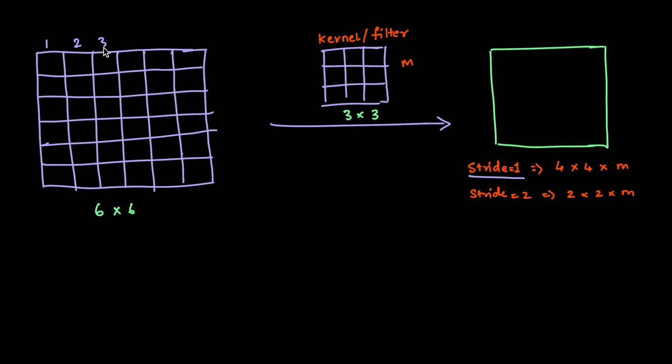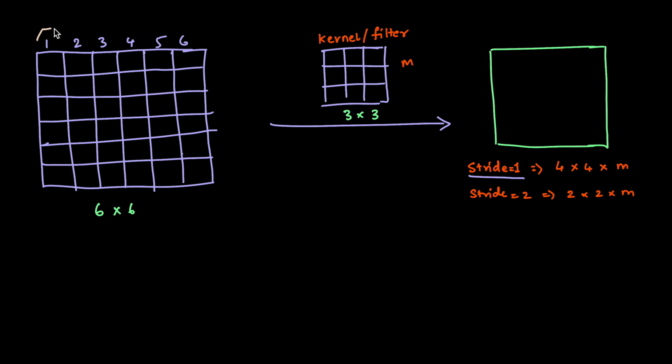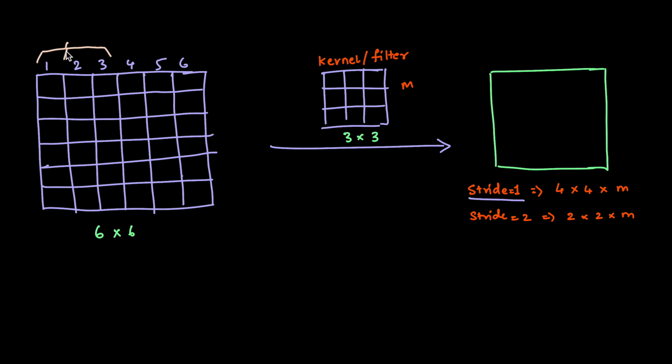Okay, 1, 2, 3, 4, 5, 6, right? So there are 6 columns. With stride equal to 1, first we'll cover these 3 columns, and after covering them, as the stride is 1, we'll start from the second column itself. We just move by 1 column and cover columns 2, 3, 4, and after that we start from the third column and similarly cover 3, 4, 5. Then we start from the fourth column and cover 4, 5, 6 as well.